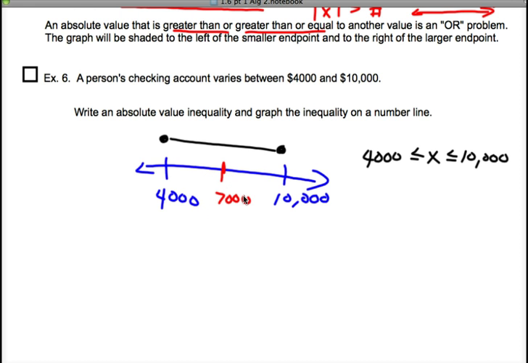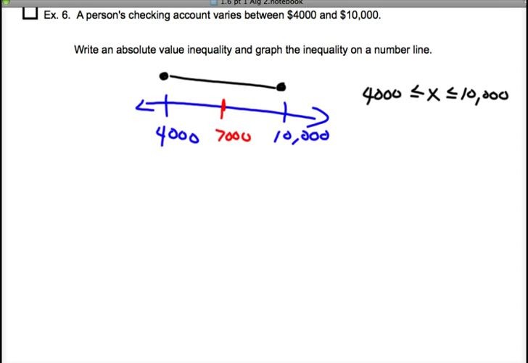7,000. So, to write an absolute value inequality, I'm going to say the distance between my possible answers, which could be as little as 4,000 or as much as 10,000, there's a variety of answers, so we'll let x stand for that. x stands for all our possible numbers we could have in the bank account. The distance between that and our midpoint.